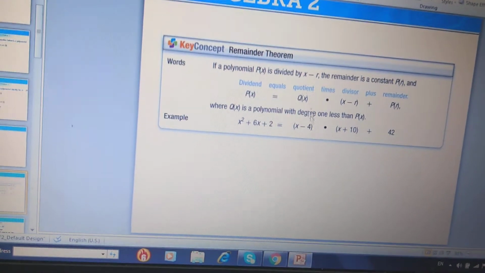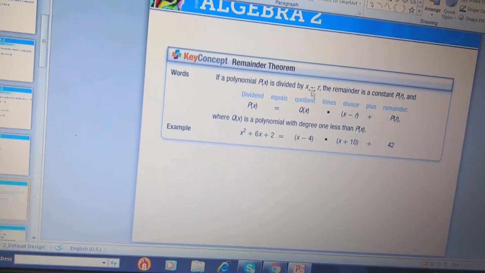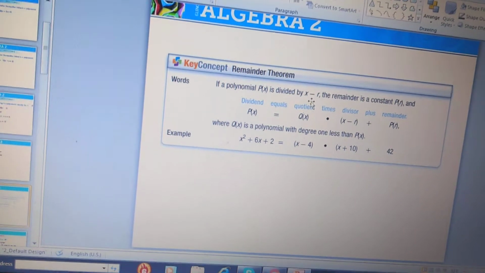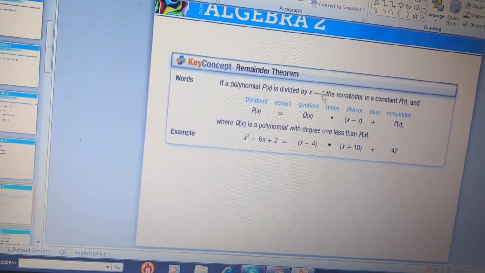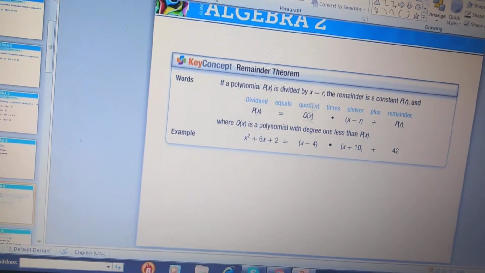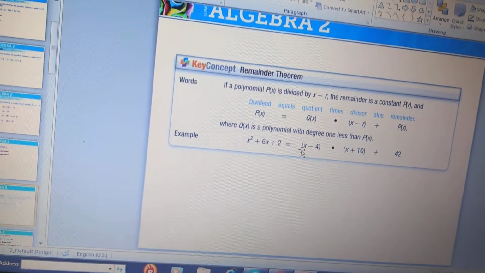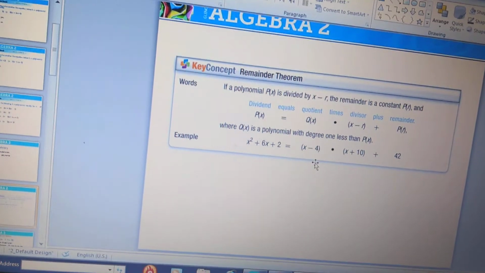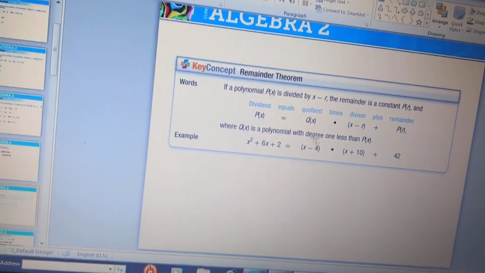Again, I repeat it. When you divide by x minus r, this minus is from the rule. This means always the constant or the number after it will be in the opposite sign, like here. You see here, x minus 4, this will be plus 4. Of course, this is if we divide on it.